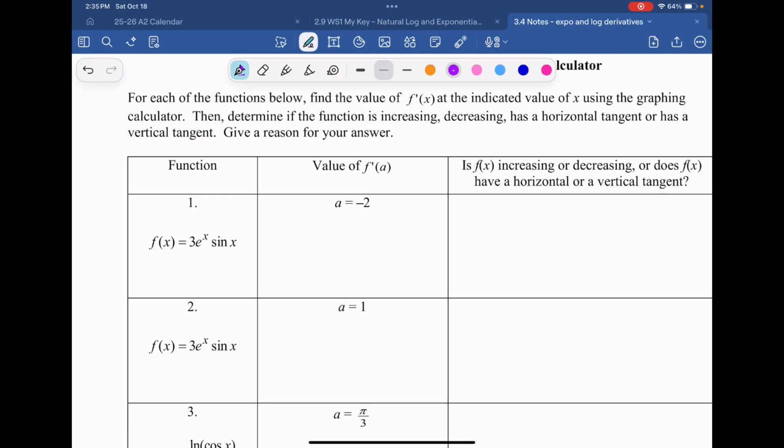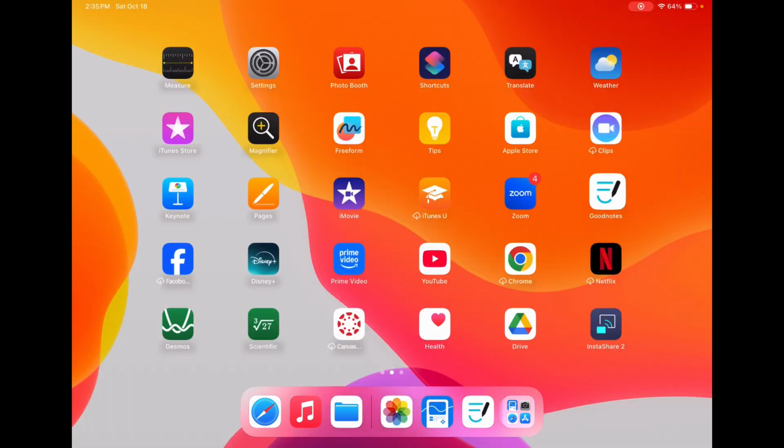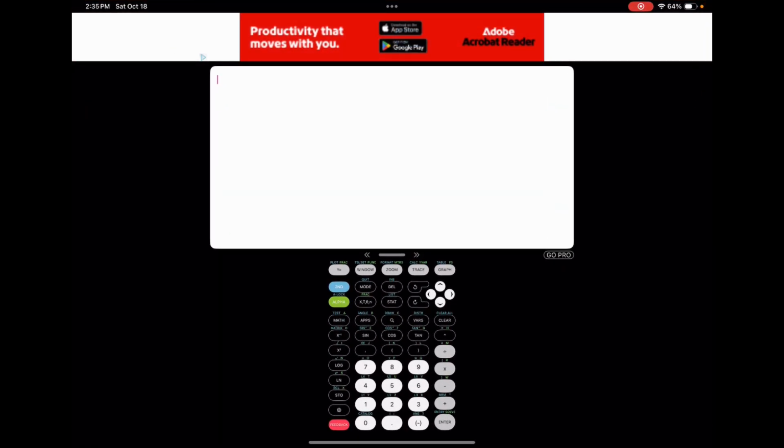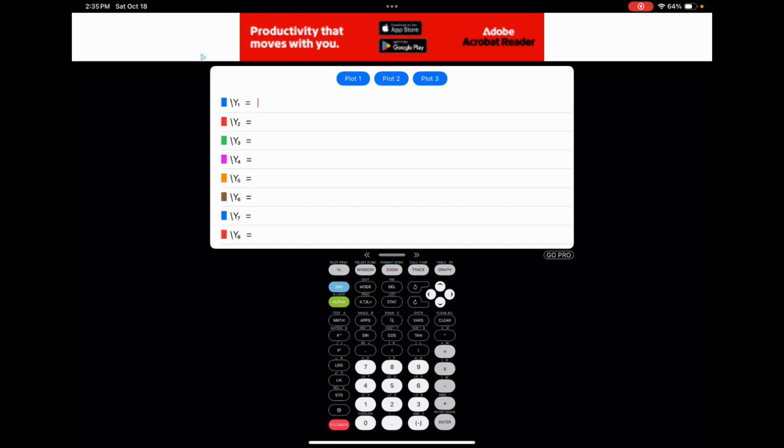Okay, so you're going to go to your graphing calculator. Okay, this is an emulator, so it's not exactly the same, but it's pretty close. You're going to go to your y equals. You're going to type in your function, 3. Now the E button is right above the STO button. It's third one up from the left.